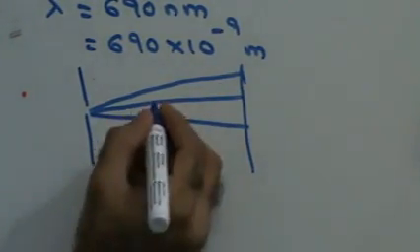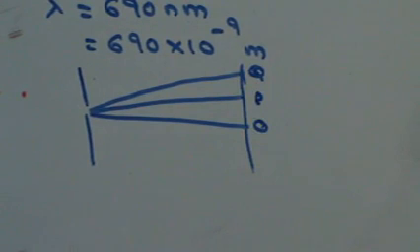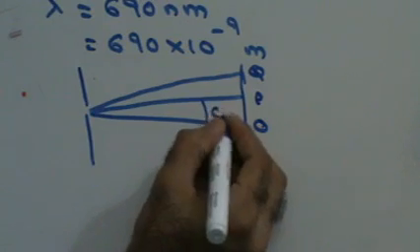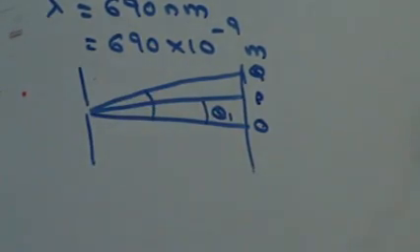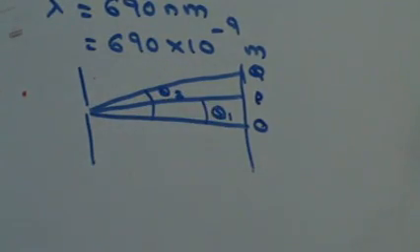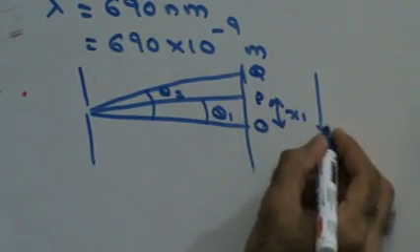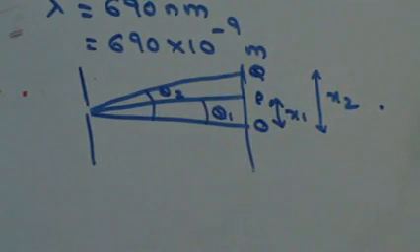Let's assume that point P, point Q and O is the central maxima. Point P is my first minima and has an angular position of θ1. Point Q is my third minima and its angular diffraction is, say, θ2. Let's assume this distance is x1 and this distance is x2. What they have given me is the distance between the first minima and the third minima. That means they have given me length PQ. Okay, now let's try to solve this.